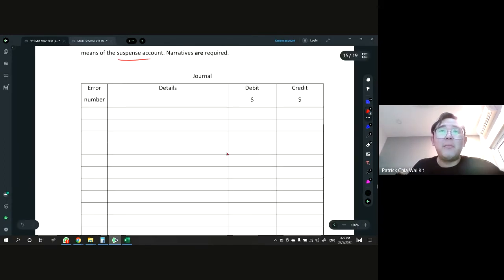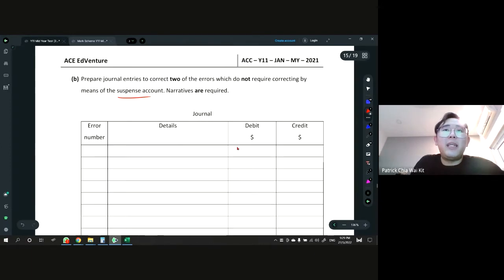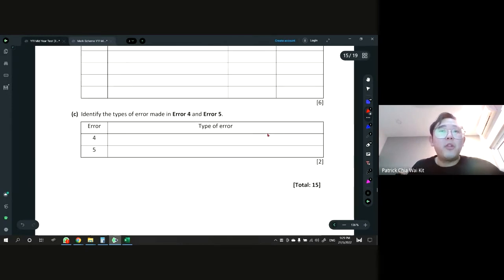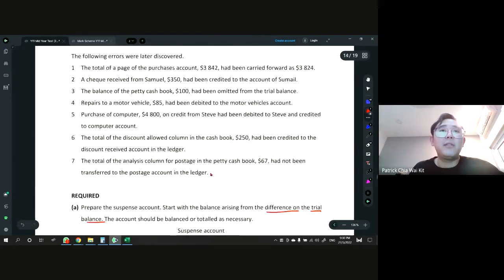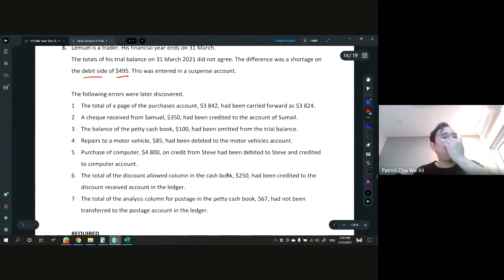I have to write down the error number, and then we need to write narrative. Narratives are required. After that, we also need to identify the types of error, which means the name of the error made, in error 4 and also error 5. So let's look at all the errors and do this.